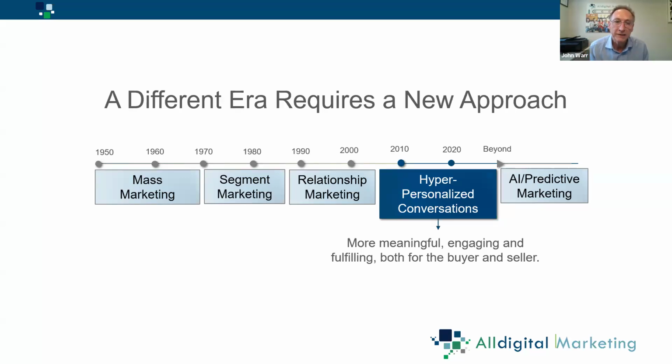And then since the advent of the internet, we've now moved into this period of hyper-personalized conversations, where you're talking to lots of people, but you're trying to make it a personal, engaging and fulfilling conversation. And then what's coming around the corner, we're right on the cusp now in the mid-2020s, is the AI and predictive marketing element, with AI-led interactions which anticipate the customer's needs before they're even aware of them. So we need to understand that we're in this period now where we're between the two.